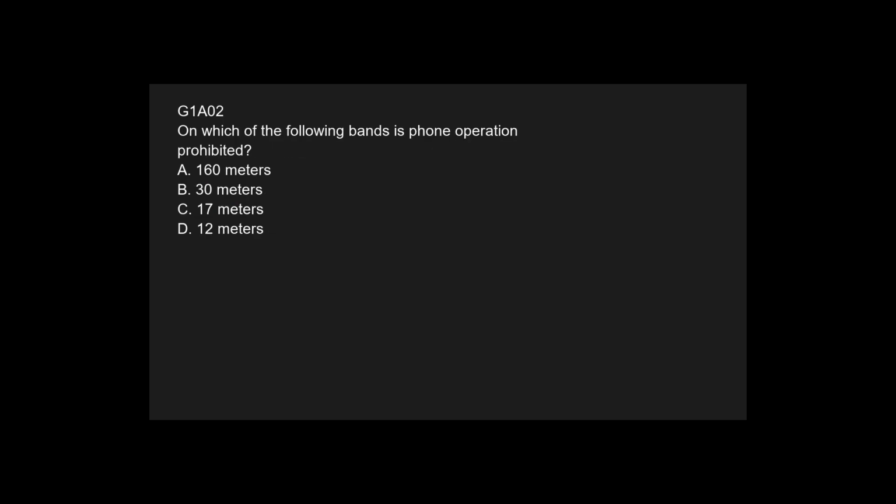Question: on which of the following bands is phone operation prohibited? The correct answer is B. 30 meters. Question: on which of the following bands is image transmission prohibited? The correct answer is B. 30 meters.